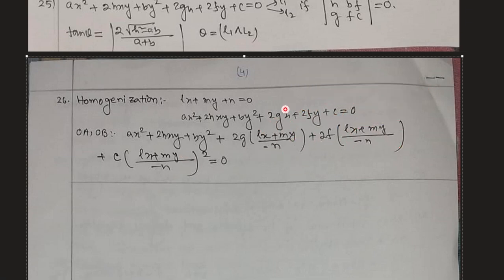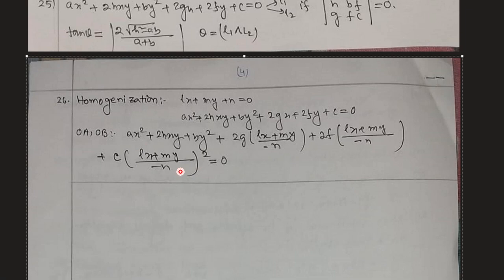Here, in the 2gx term, x is here and one x is missing, so we multiply. In 2fy, there should also be one y. Now coming to c, which is constant, I have to take this quadratic part so that every term has degree 2. So this is known as homogenization.